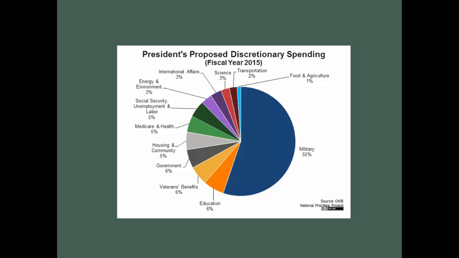Other programs in the discretionary budget include education spending. Pell Grants come from that slice of the budget. The Center for Disease Control, with headquarters in Atlanta, is part of health spending. Federal investment in scientific research is part of the science budget. The U.S. spends around $23 billion in foreign aid as part of the international affairs budget.